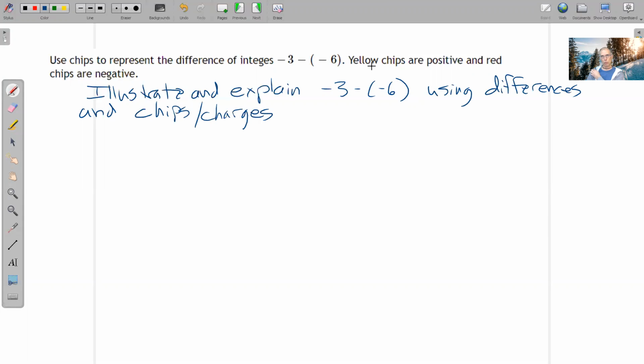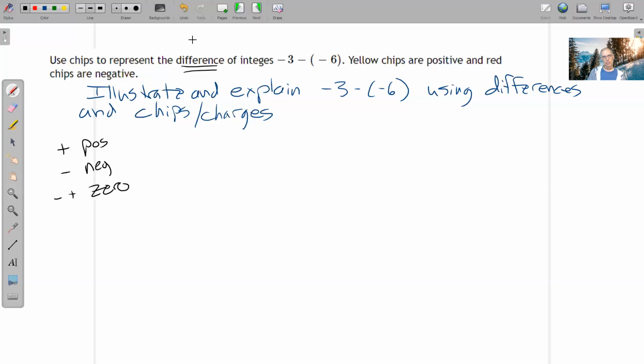And in the app, we were given yellow chips for positive and red chips for negative. So I'm just going to use pluses and minuses. So a plus is going to be a positive, and a minus is going to be a negative, and then a minus and a plus together is a 0.